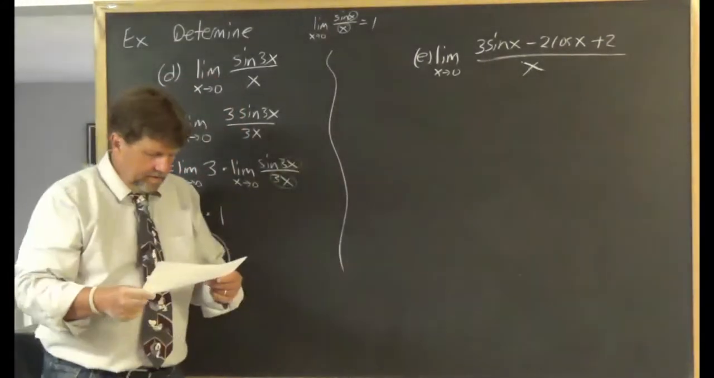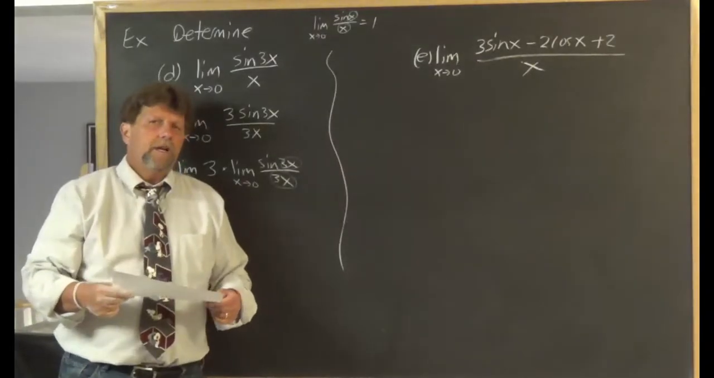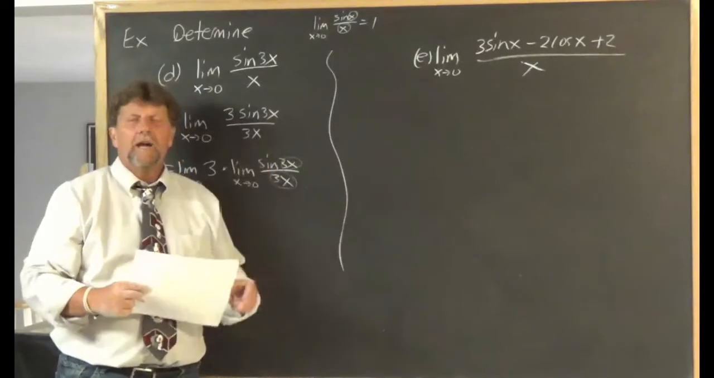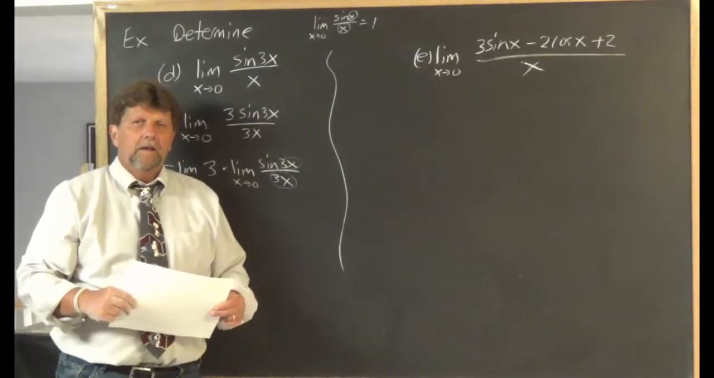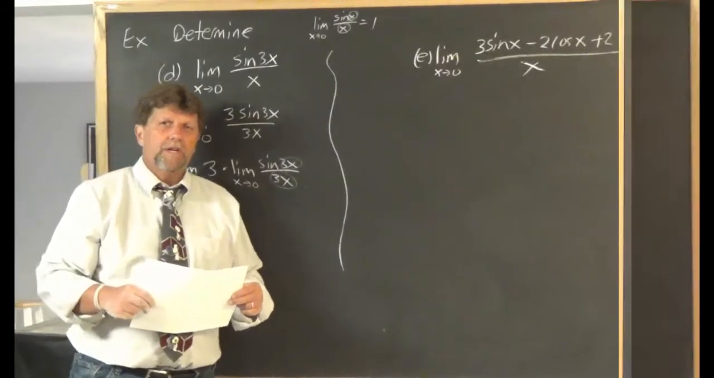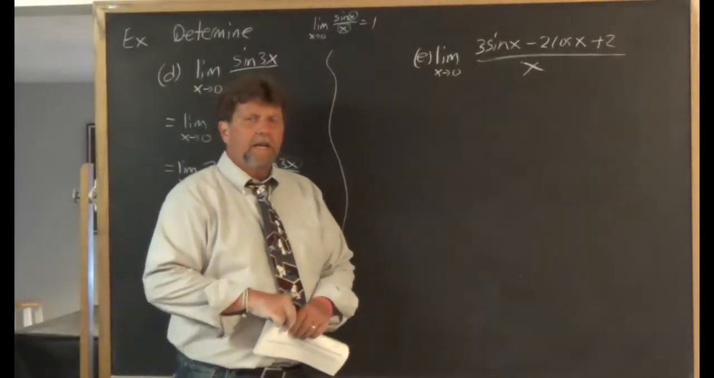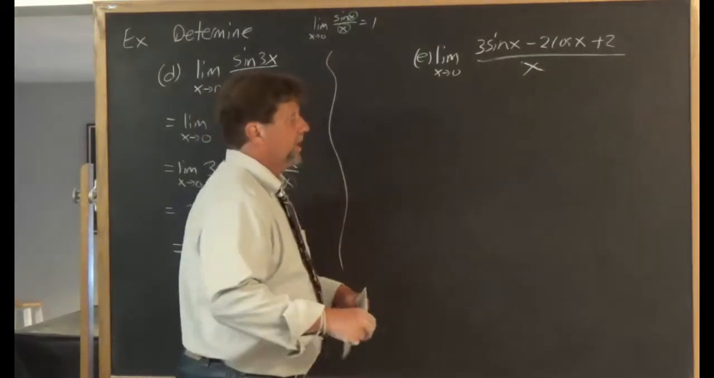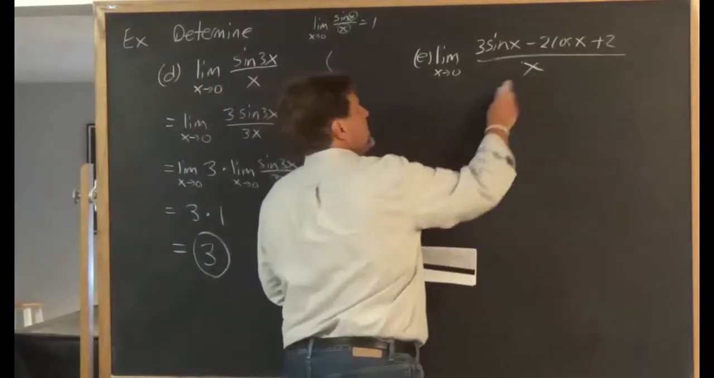Part E. You know what? I'd like you to pause the video and try part E. And once you're done with it, restart the video. I'll be here at the chalkboard working through it. Alright folks, here in part E, I should mention, direct substitution would give you 0 over 0.